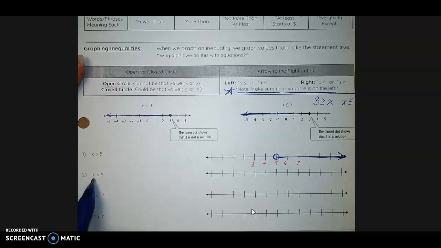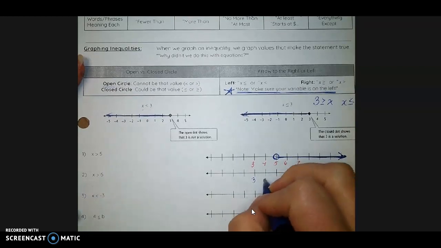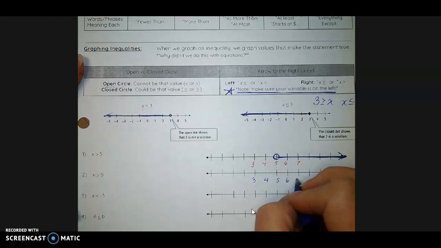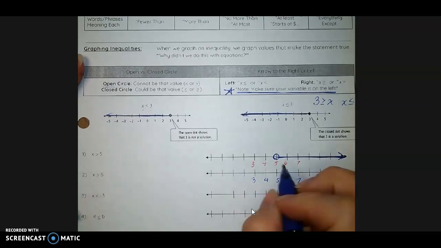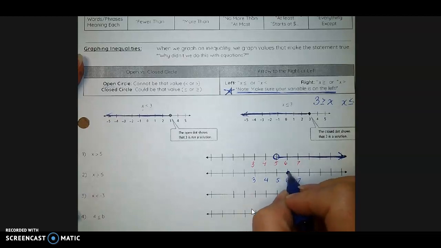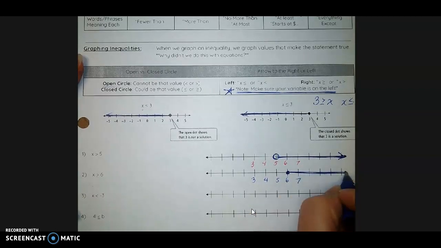My next one, x is greater than or equal to 6. So I'm going to do the same type of thing, 3, 4, 5, 6, 7 here. I do have a line underneath, so I'm going to have a closed dot. And it is also, though, pointing this direction.